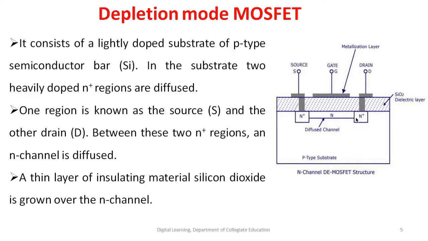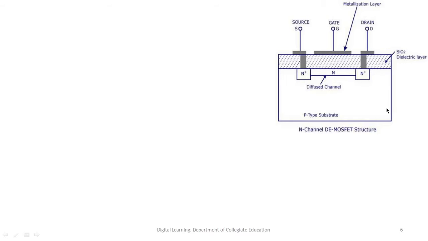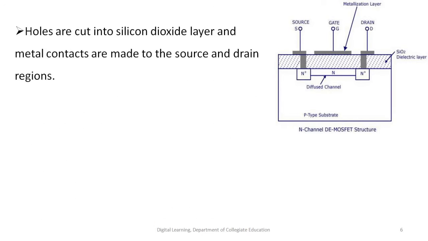A thin layer of insulating material, silicon dioxide, is grown over the N channel. This thin layer of silicon dioxide acts like a dielectric layer. Holes are cut into the silicon dioxide layer and the metal contacts are made to the source and drain.